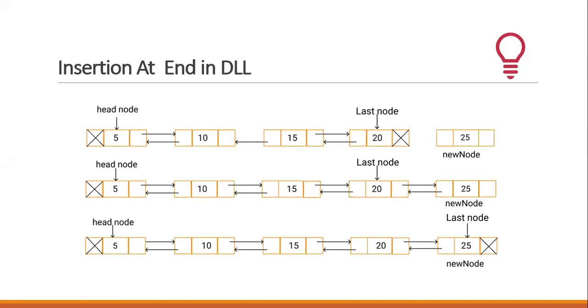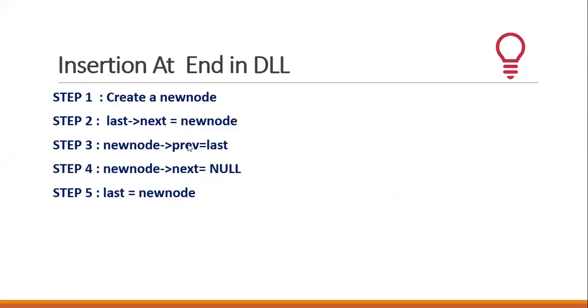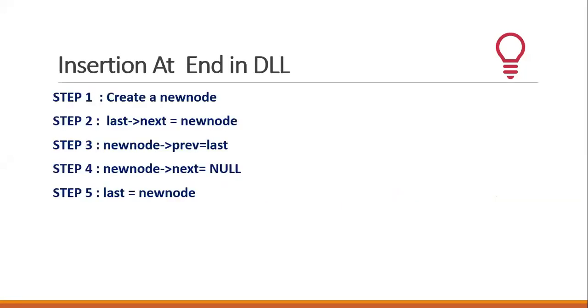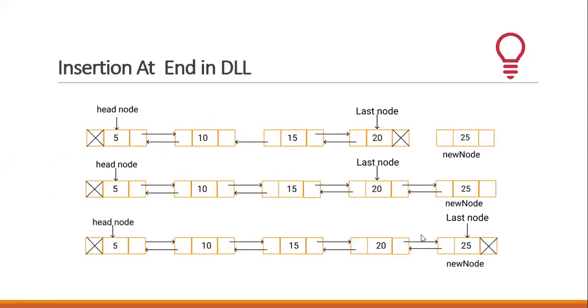Now the connectivity should be applied from the last node to the new node. So in step 2, last of next is now attached to the new node. Fine. So we have given one-way connectivity, we have attached our last node to the new node. Now even the new node's previous should be attached to the last node, because that's what a doubly linked list always tries to tell us. So what we have done is the new node's previous is now pointing to last. Okay, these two things have been done.